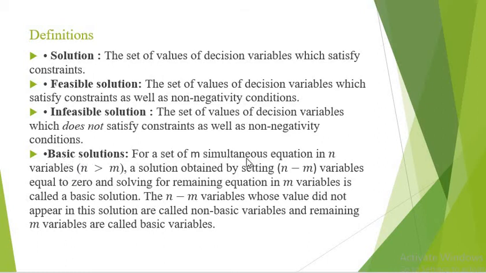For a set of m simultaneous equations in n variables, n must be greater than m, a solution obtained by setting n minus m variables equal to 0 and solving for the remaining equations in m variables is called a basic solution. The n minus m variables whose values did not appear in the solution are called non-basic variables, and the remaining m variables are called basic variables.